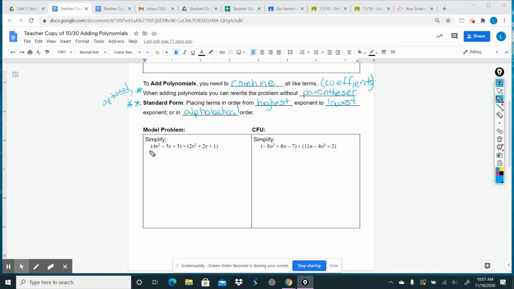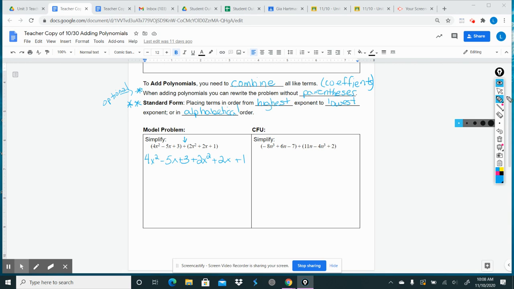Now your model problem here, I'm going to do this problem straight with rewriting without parentheses, combining like terms from highest exponent to lowest exponent. Then when I do the check for understanding, I'll do that one without rewriting the problem without parentheses, by just visualizing, and we'll go straight into the answer. So we rewrite the problem without parentheses. So 4x squared minus 5x plus 3. And then since this is an addition, we're adding polynomials, we want to just say, okay, we have a positive 2x squared plus 2x plus 1.